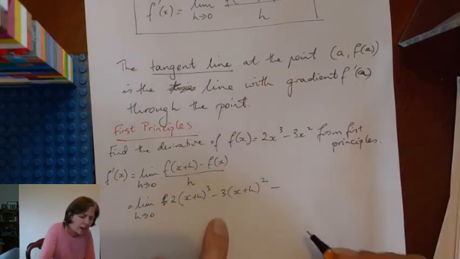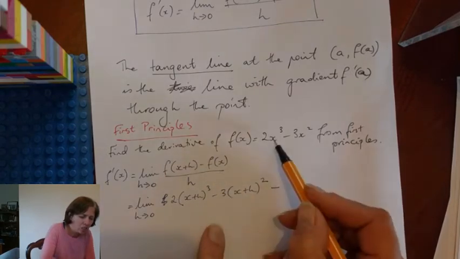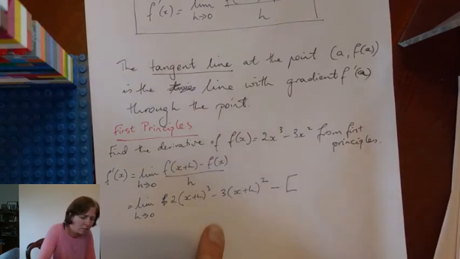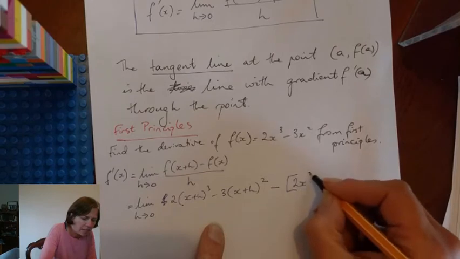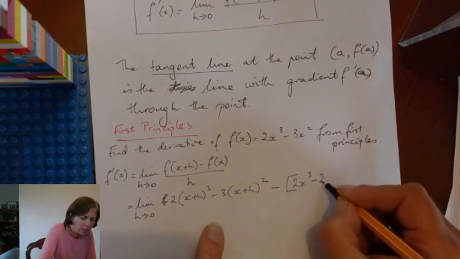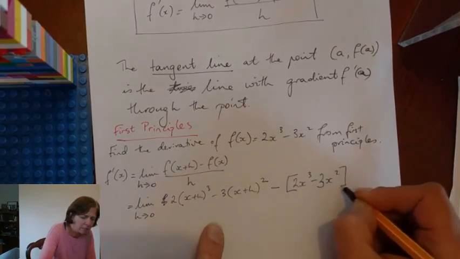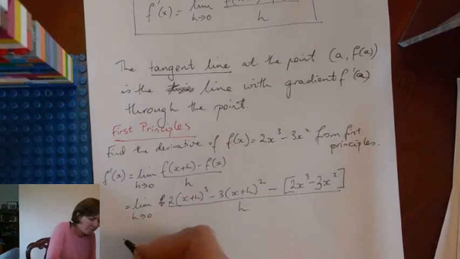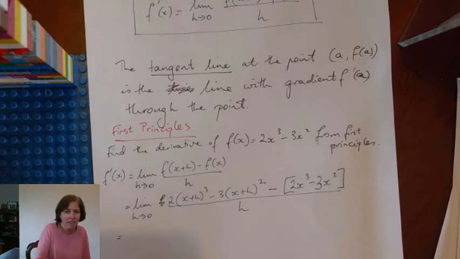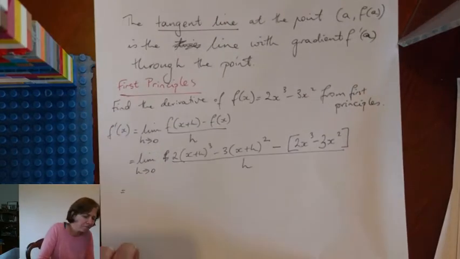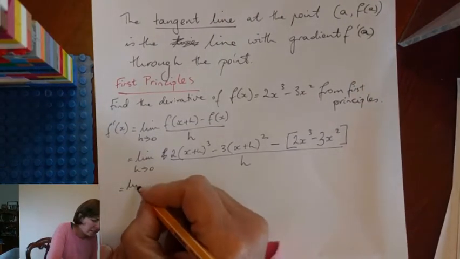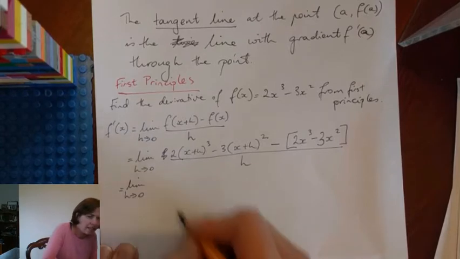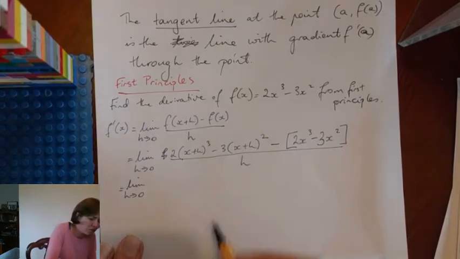Now I need to subtract f of x. So I just subtract this whole thing, and I do some nice big brackets to remind me that I need to subtract the whole thing. That's 3x squared, over h. Okay, expand. As you can see, this is going to get long. Limit. Don't forget to write this at every line. The limit as h approaches 0.